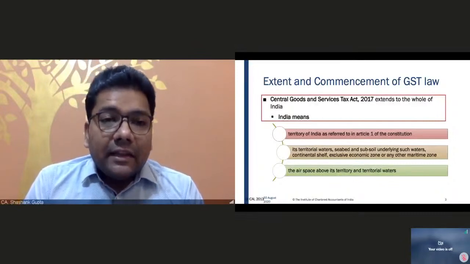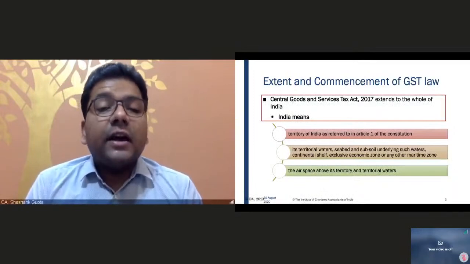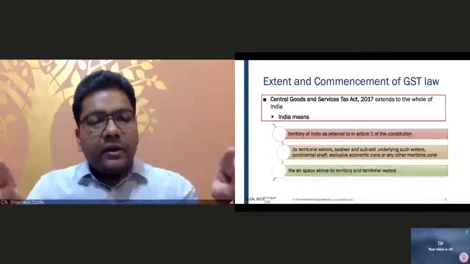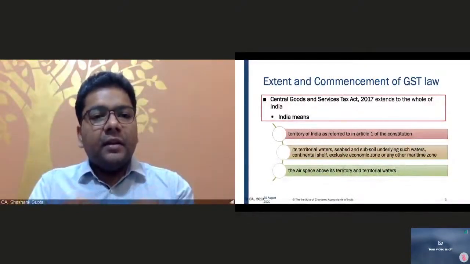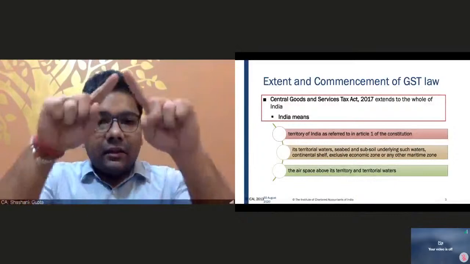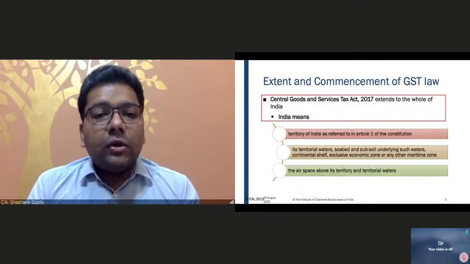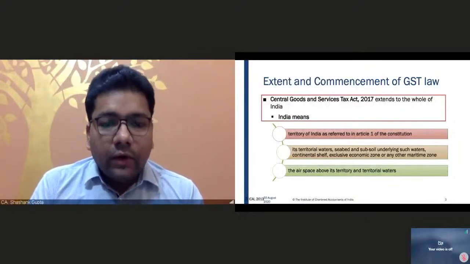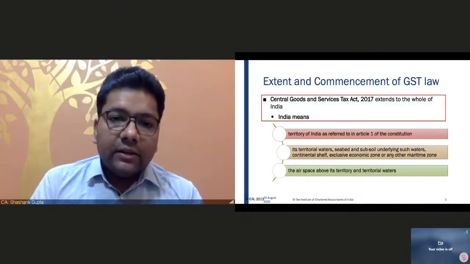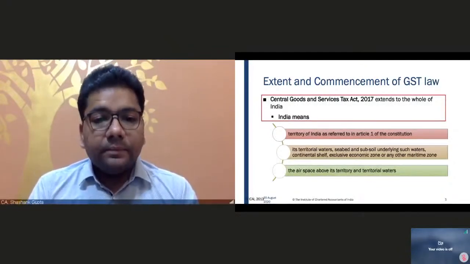So that is why it is important to understand that the territory of India is not confined to the land-based area. Okay, so India has a diagonal shape, right? Jammu Kashmir to Mumbai to Kolkata, then at the down tip, it's Kanyakumari, right? So India doesn't only mean this diagonal or diamond shape, but it goes on to include its territorial waters, seabed, subsoil underlying such waters, continental shelf, exclusive economic zone, or any other maritime zone.